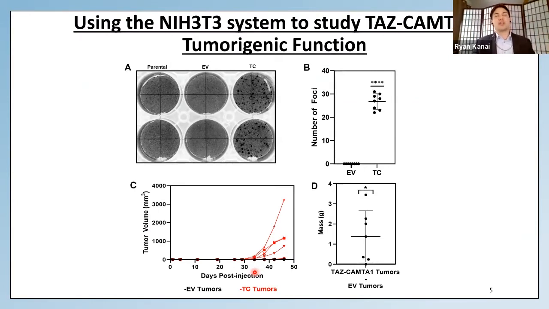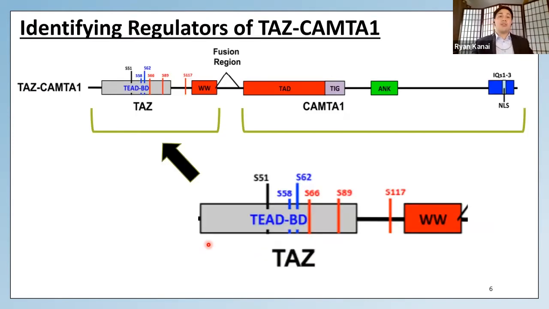So with that system to study TAZ-CAMTA1 transcriptional activity, we then wanted to be able to study its tumorigenic function. And so we took the NIH3T3 systems and established a foci formation assay as an in vitro readout for TAZ-CAMTA1's tumorigenic function. And we also established a subcutaneous tumorigenesis assay to have an in vivo readout for TAZ-CAMTA1's tumorigenic function.